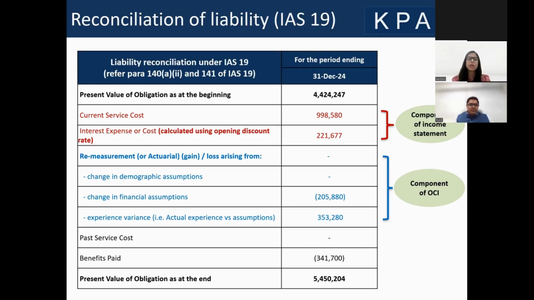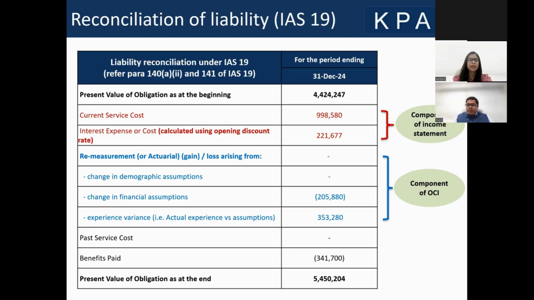Now, since EOSB is a long-term liability, it grows over time due to the passage of time. This increase is recognized as an interest expense, which is calculated using the discount rate at the start of the period. Third comes the actuarial gains or losses, or actuarial remeasurement. Now, these arise due to change in assumptions or unexpected deviations between actual experience and what was assumed. They are recognized in the other comprehensive income, as mentioned from the highlighted section here.